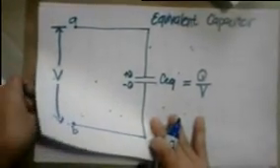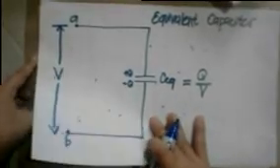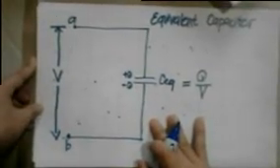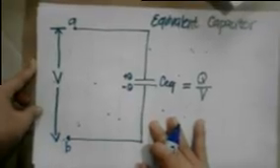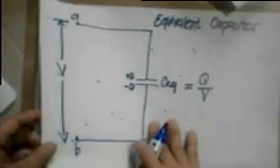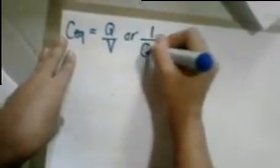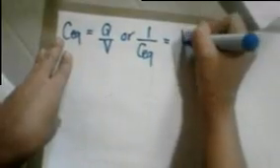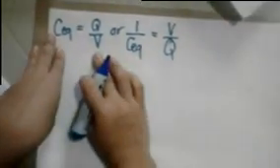Now, the equivalent capacitance C equivalent of the series combination is defined as the capacitance of a single capacitor for which the charge Q is the same as for the combination when the potential difference V is the same. In other words, the combination can be replaced by an equivalent capacitor of capacitance C equivalent. C equivalent is equal to Q over V, or 1 over C equivalent is equal to V over Q. This would be our equation 4.